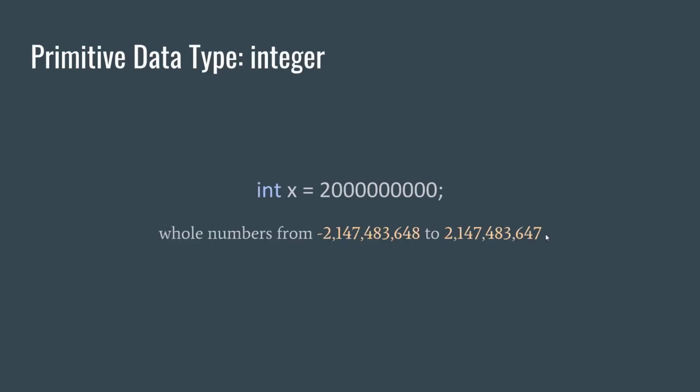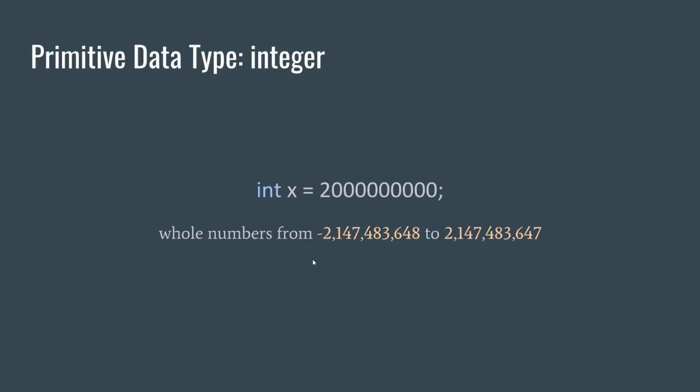Okay, then integer, and we have used integers already. You simply use this int keyword, and here we assigned a big value. So this is 2 billion, and it can pretty much store whole numbers between -2 billion, 147 million, and so forth to the positive value. The only difference is that here it's 648 and here it's 647. So again, the 0 is in there. And yeah, that's pretty much the values that you can store in an integer, and it will be enough in most cases.